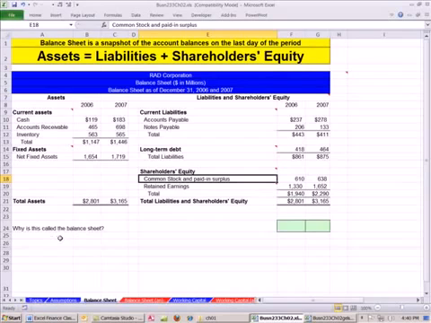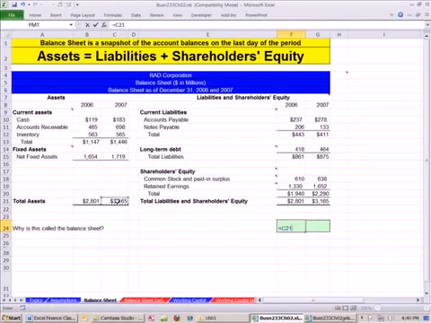Now, why is it called the balance sheet here? Because there's an equal sign right there. This has to equal this. So we go like this, right? Equals, and I'm going to do 2007, that one, tab, equals this. And I'm going to say, is this cell equal to this cell? Tab, true. All right, so that's why it's the balance sheet.